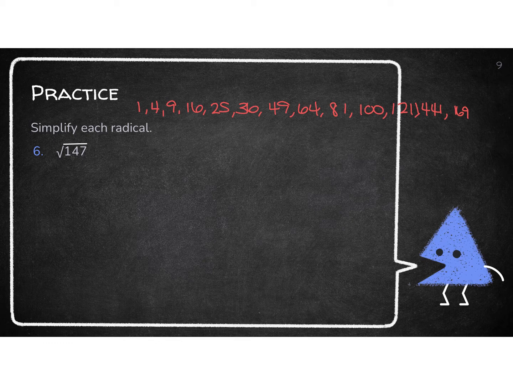I'm going to find out that 49 times 3 is what's going to give me 147. And 49's in my list, and that's what I want. So 49 in my list is the 1, 2, 3, 4, 5, 6, 7th number. And 3 is not in my list, so that's going to stay the square root of 3.